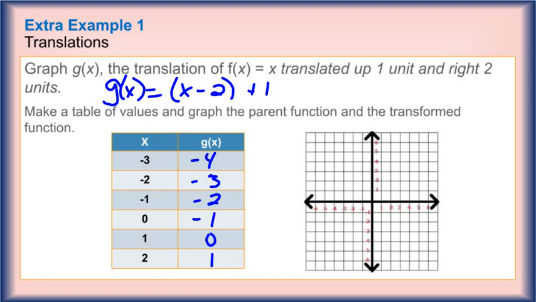And now I can plot those. Negative 3, negative 4. Negative 2, negative 3. Negative 1, negative 2. 0, negative 1. 1, 0. 2, 1. And there's my line.